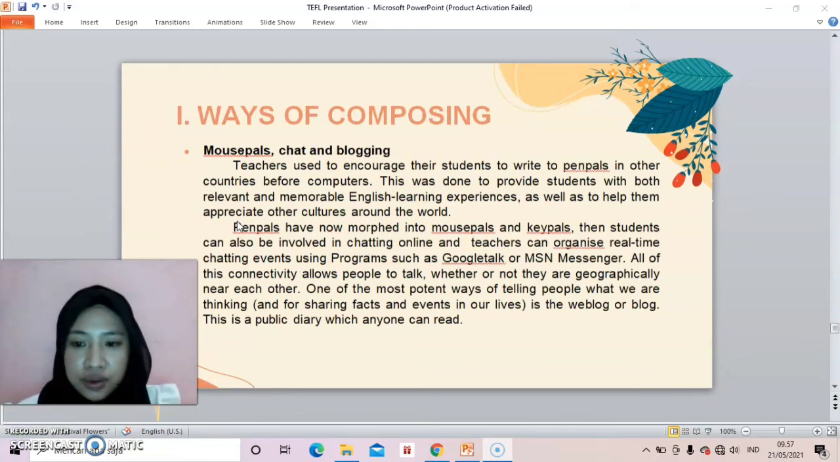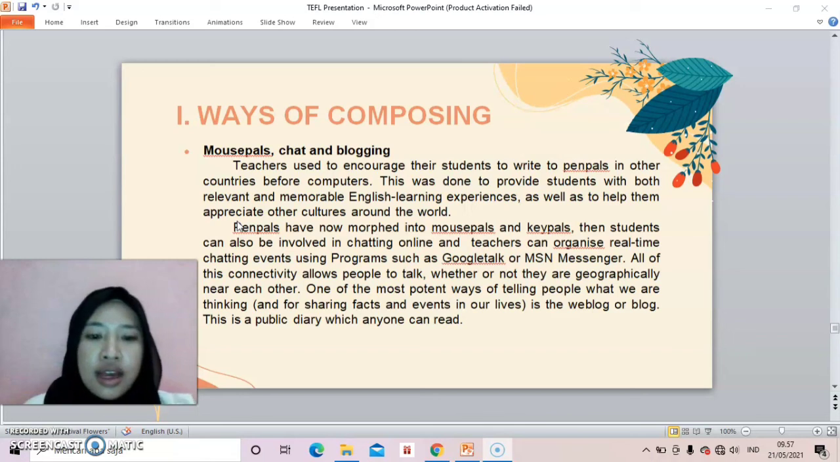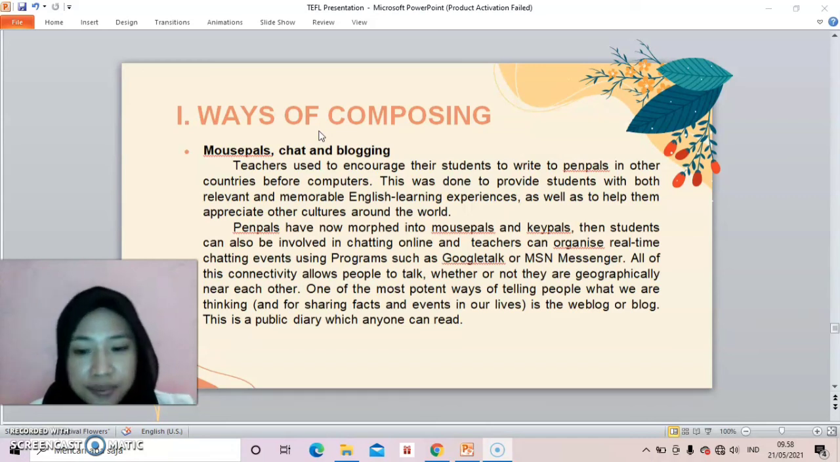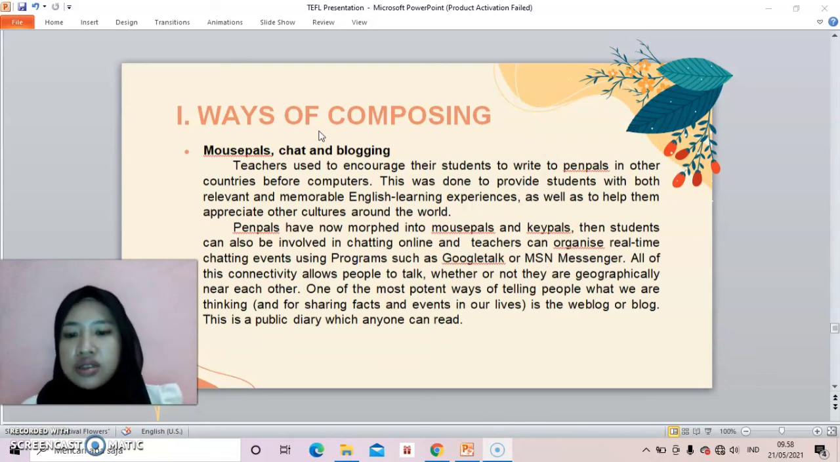Next, message board, chat, and blogging. Teachers usually encouraged their students to write to pen pals in other countries before computers. This was done to provide students with both relevant and memorable English learning experiences, as well as to help them appreciate other cultures around the world. Pen pals have now morphed into email and keypals. Students can also be involved in chatting online, and the teacher can organize real-time chatting events using programs such as Google Talk and MSN Messenger. All of this connectivity allows people to talk, whether or not they are geographically near each other.